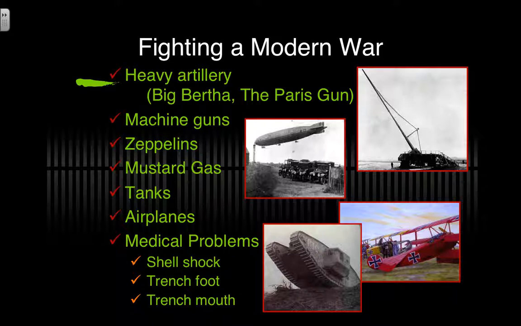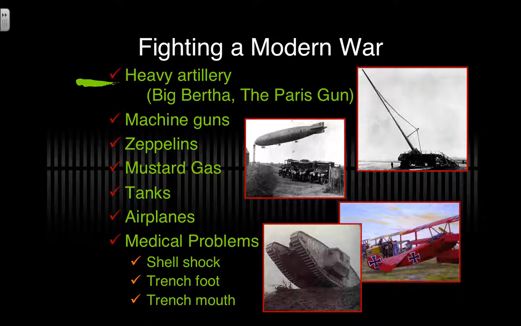The largest number of combat casualties were caused by long-range heavy artillery. Some artillery large enough, for example, like the Paris gun, which was created by the Germans specifically to launch artillery attacks into the French capital of Paris, had a range similar to being able to attack the city of Lawrence from the city of Topeka. But certainly machine guns played a major role in the course of the war.